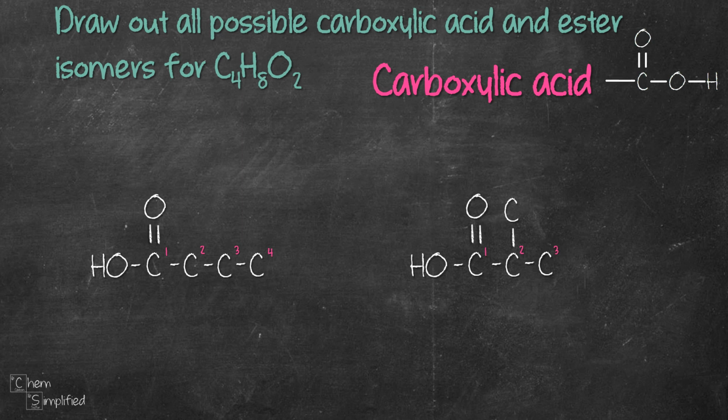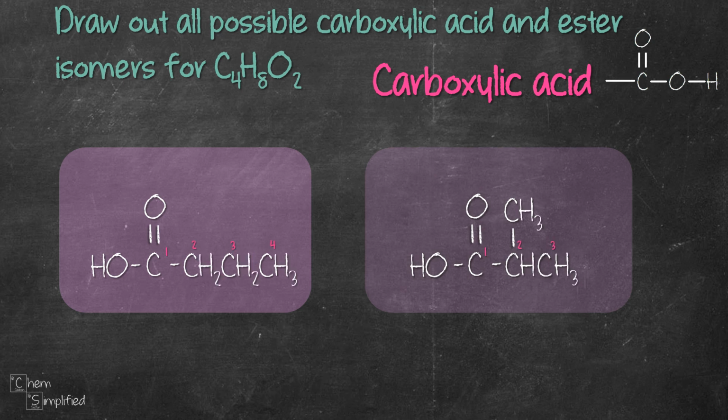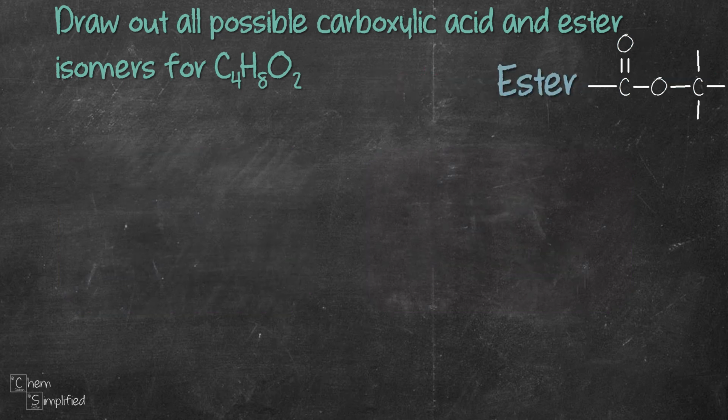What if we were to stick that extra carbon on carbon 3? It's actually the same as our first structure. Notice it's a 4 carbon chain. So it looks like we are done drawing the carboxylic acids. Let's fill in with the hydrogens. And here we go, the 2 structures for carboxylic acid. Let's move on to ester.